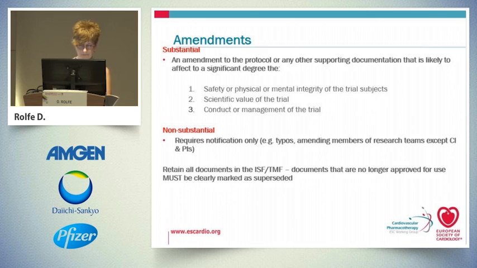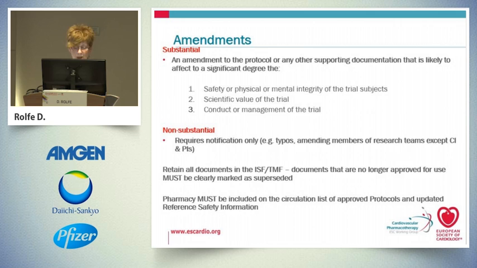For non-substantial amendments, it normally only requires notification to the competent authority or the review board and can include things like typos, amending members of the research team, except CIs and PIs, because obviously they are significant to the management of the trial subjects. You must retain all of the documents in the files. Any documents that are no longer approved for use must be clearly marked as superseded, and as I said before, date when you've taken them out of circulation.